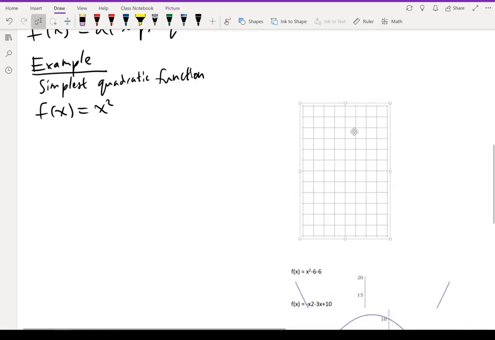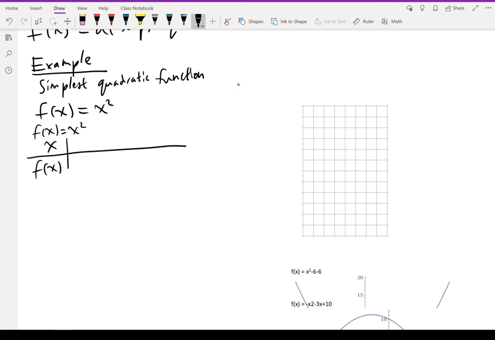So, what I'm going to do right now is we're going to plot what this function looks like. To start with, we're going to do a table of values, x and f of x. And this is for f of x is equal to x squared. So let's start with -3, and then we'll do -2, -1. We have 0, 1, 2, and 3.